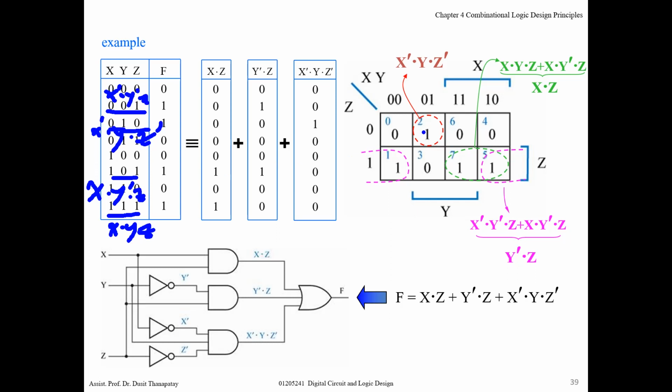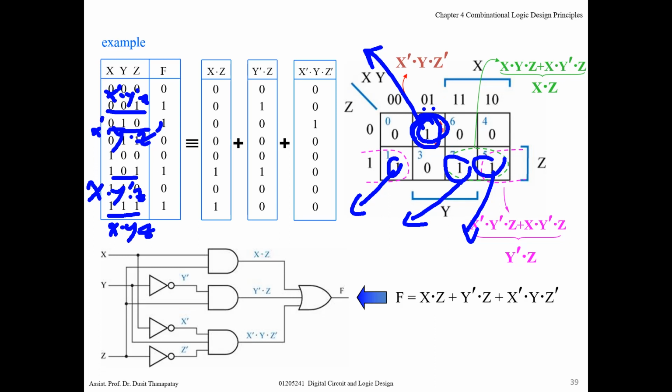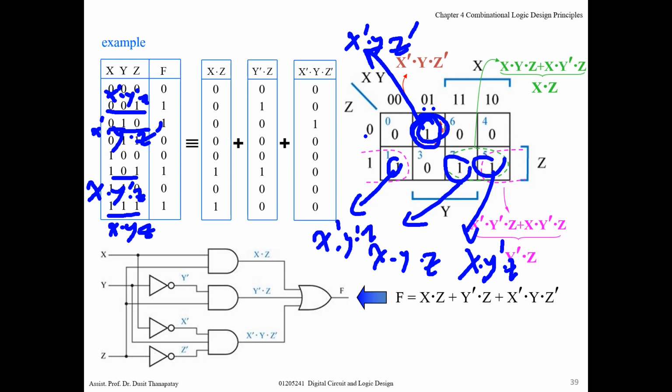Okay, or you select from the K-map. If you select only one cell, the product term of only one cell is a minterm. Namely, for example, 0, 1, 0, right? For this cell, it's x prime, y, and z prime. For this cell, 1, 1, 1, so x and y and z. For this cell, 1, 0, 1, x and y prime and z. For this cell, 0, 0, 1, x prime, y prime, and z. Okay, when you sum all of these together, you get the canonical sum.